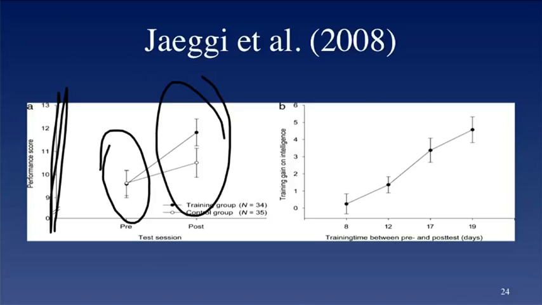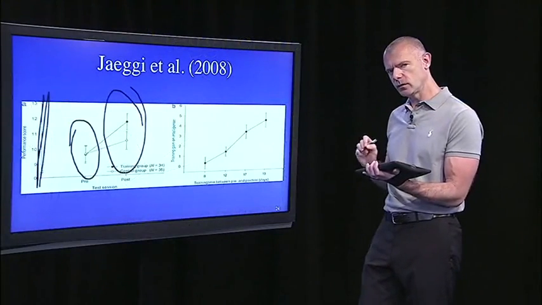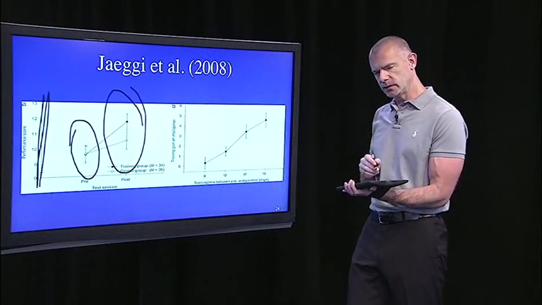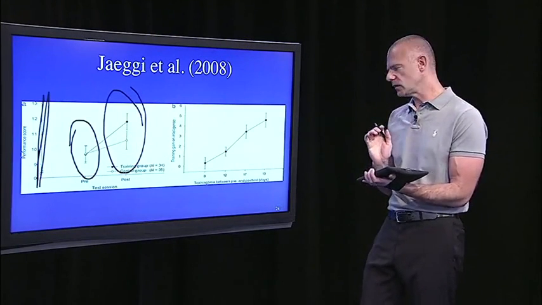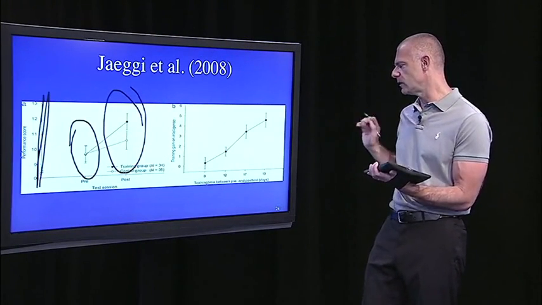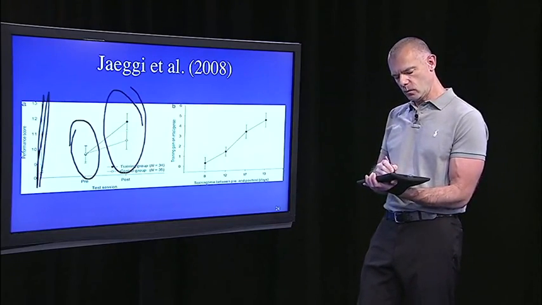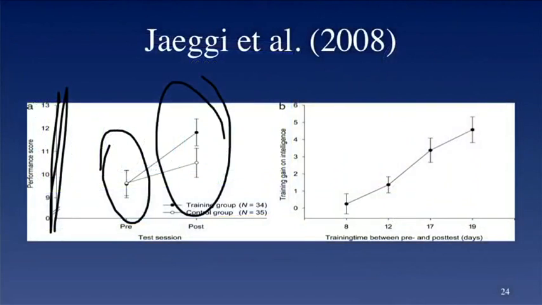So what Jaeggi et al. did is they had 4 different groups of subjects train in the working memory training procedure. Some of them trained 8 sessions, some of them 12, some of them 17, some of them 19. And what they're plotting here is the gain in intelligence. So that's how much did they increase pre to post. And what you see is sort of a dosage function.